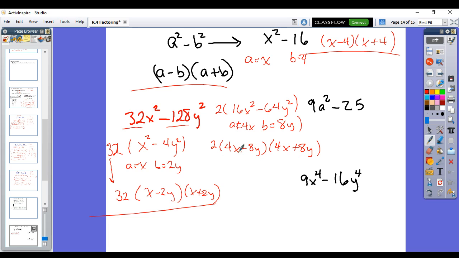But then you look at this. Can we take anything else out of what's in the parentheses? Yeah, we can factor out a 4. So we get this 2 right here to begin with. If we take out a 4, that leaves me x minus 2y. And then we take out another 4 out of this one right here. That leaves me x plus 2y. And then we multiply these three numbers. 2 times 4 is 8, times 4 is 32. x minus 2y, x plus 2y.